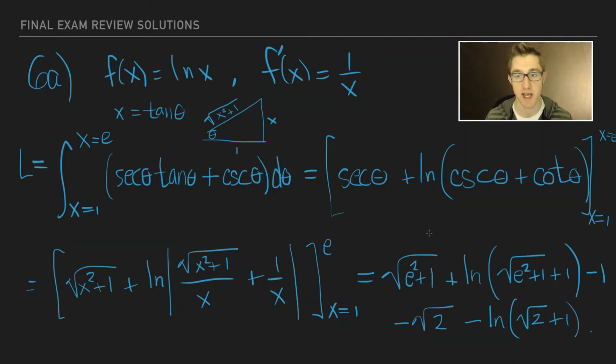Okay, so I realized after I solved this problem that I messed up the sign here. This should be a negative sign in front of the natural log, which would make this a negative sign. This would make this into a negative sign, and it would make this into a plus sign. Okay, just a sign error. The rest of the procedure is fine.